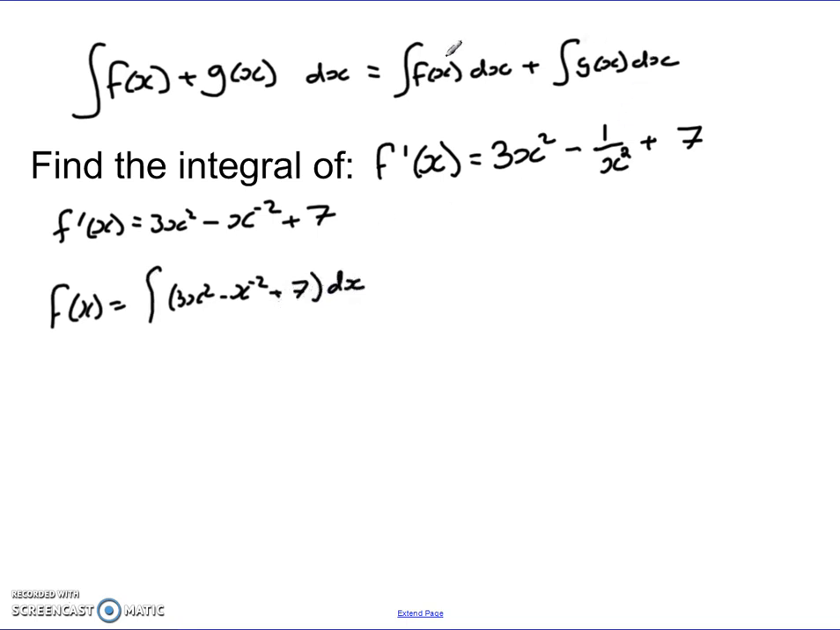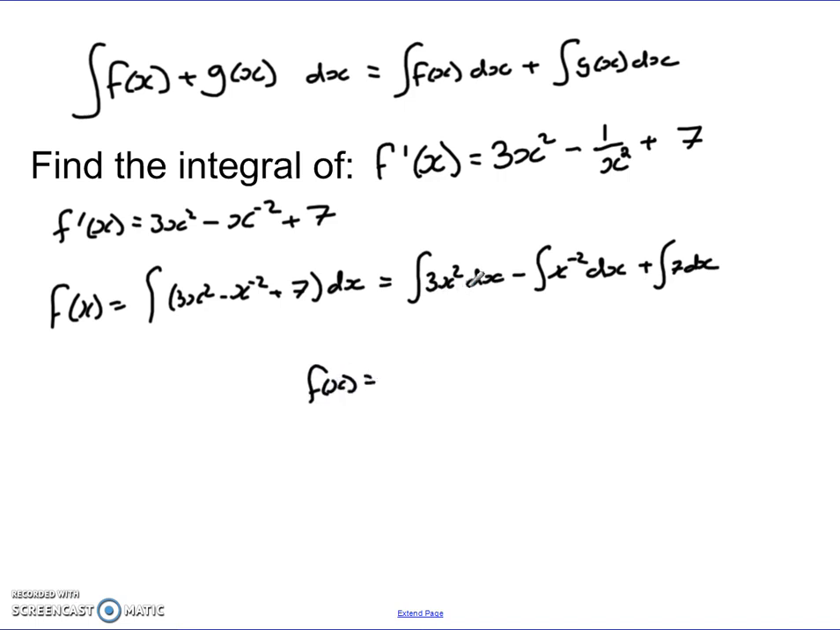To do this, follow this rule: split it up and do each term individually. So we do the integral of 3x squared dx, take away the integral of x to the negative 2 dx, plus the integral of 7 dx. And once we've done each of those on its own, we've then got our final answer.